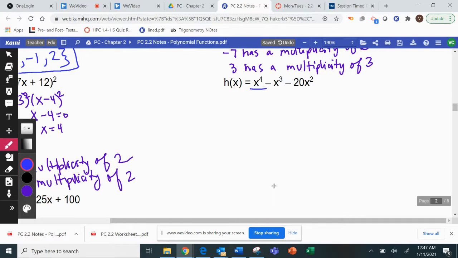Right, this next one, I'm going to start factoring it, and we always look for a greatest common factor first.